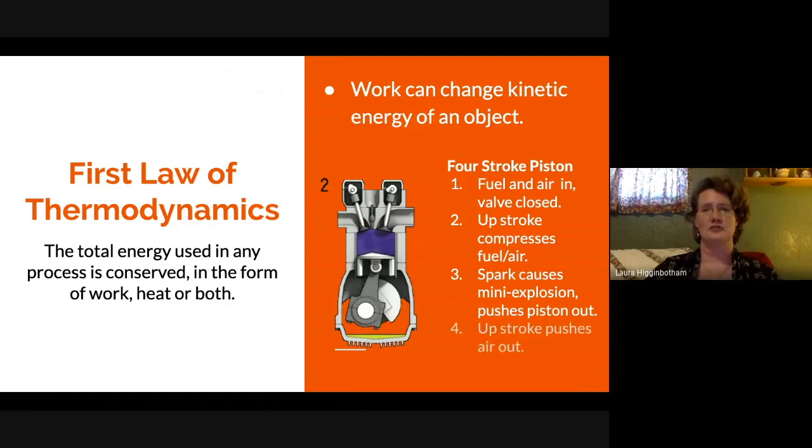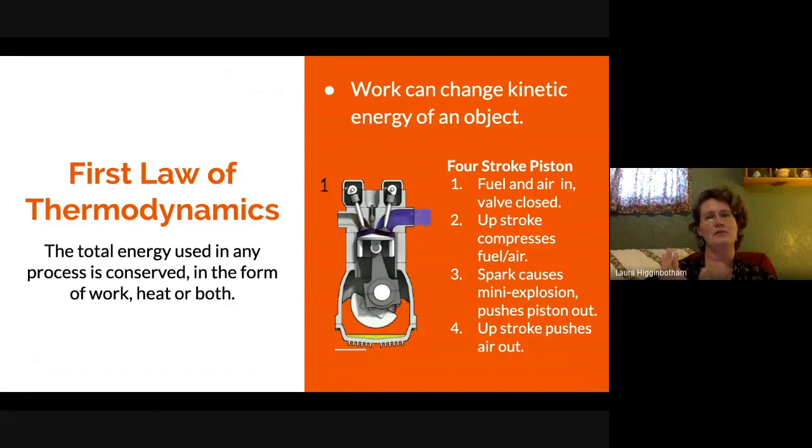And then your fourth stroke is an upstroke. That piston comes back up and pushes all that exhaust, the burned up fuel and oxygen, now it's carbon dioxide, pushes it back out of your chamber. So that's an example of how work can be done to change kinetic energy.